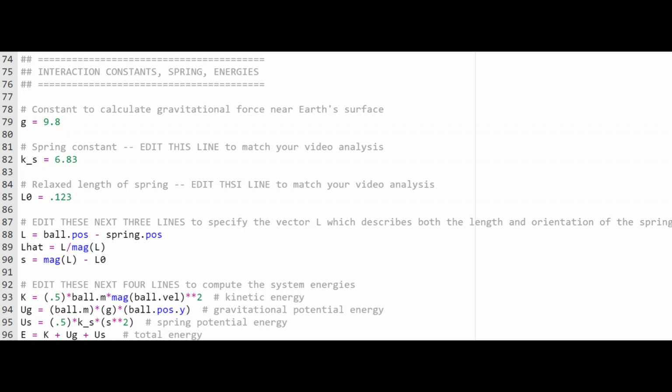We then changed the length of the string to the ball's position minus the string's position, L hat to L divided by the magnitude of L, and S to the magnitude of L minus L naught. We then updated all the formulas for all the energies so that we could find the kinetic energy, the gravitational potential energy, the spring potential energy, and the total energy, which is the addition of all 3 of these energies.